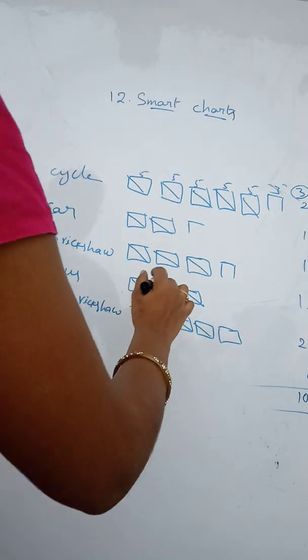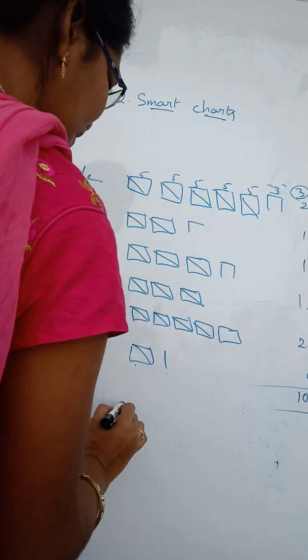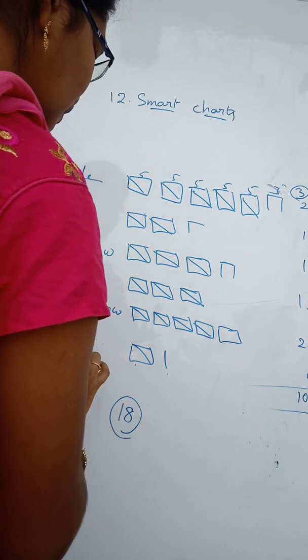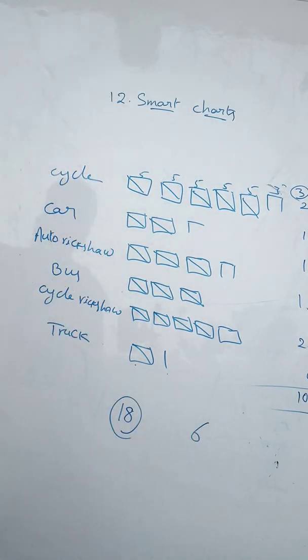Auto rickshaw, how many we have here? Auto rickshaw 18. Trucks 6. Auto rickshaws are thrice the number of trucks. Yes, we have thrice the number of auto rickshaws here.